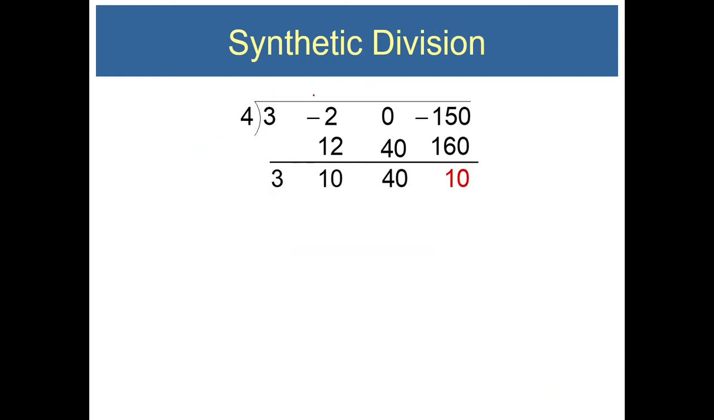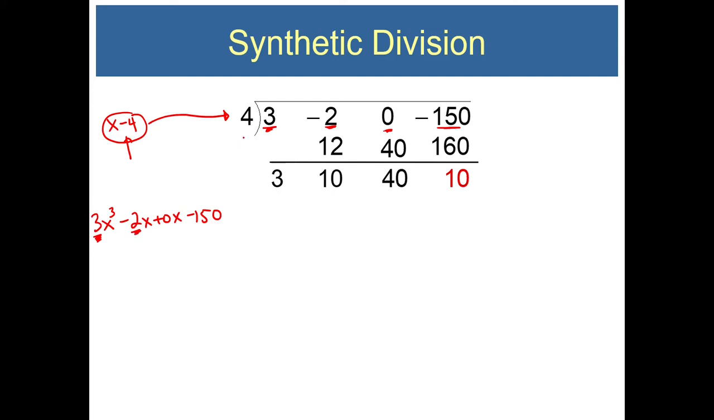Now let's look at how the synthetic division process works. Our divisor was x minus 4 from the previous problem. So instead of x minus 4 as our divisor, we're going to just use 4. We're going to take the opposite sign of negative 4 and put a plus 4 here as our divisor. Instead of 3x cubed minus 2x squared plus 0x minus 150, we're going to make it simpler and just use the coefficients. We'll just use 3, negative 2, 0, negative 150, just the coefficients instead of this polynomial.